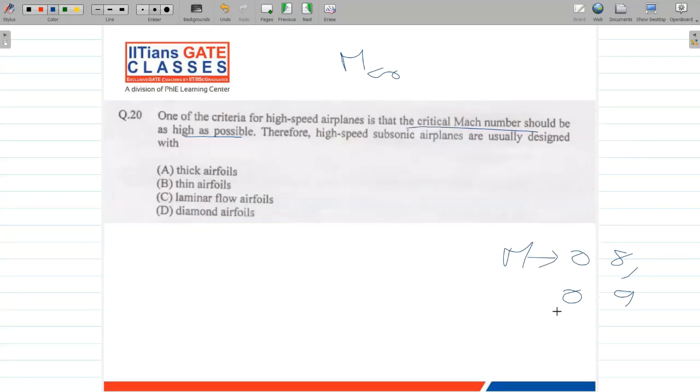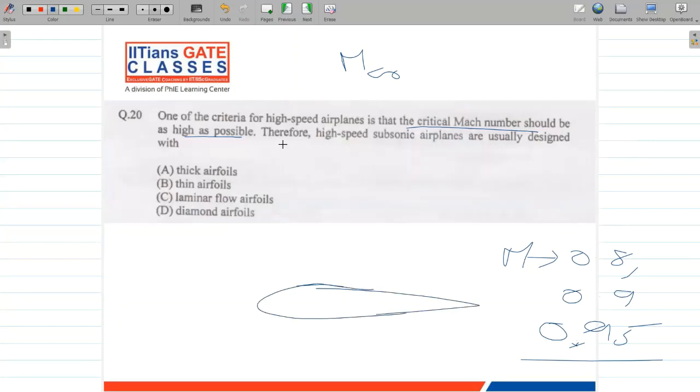So you would want a critical Mach number of maybe, let's say, 0.95, which basically ensures that, as long as I don't go near 0.95, my entire flow field over my airfoil is going to be subsonic, and I do not have to worry about shock. So high-speed subsonic planes are usually designed with thick airfoils, thin airfoils, laminar flow airfoils, diamond airfoils. So usually we would design them with thin airfoils because if you compare a thick and a thin airfoil, so let's say there's a thick airfoil, and there's a thinner airfoil, and let's say both these airfoils are very similar in terms of the chord length, etc.